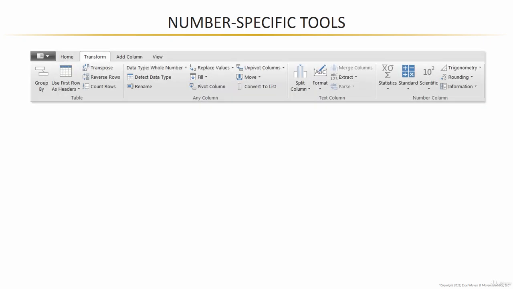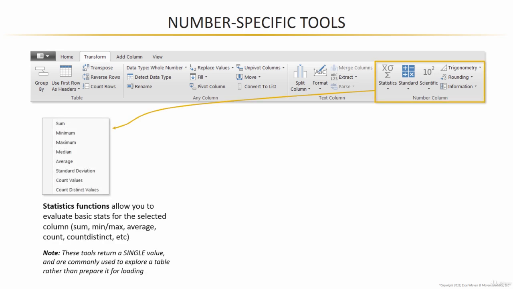All right, moving right along. Next up, we have our number specific tools. So back to that transform tab in our query editor. Assuming we have a numerical column selected, you'll see a group of number specific tools active that look like this.